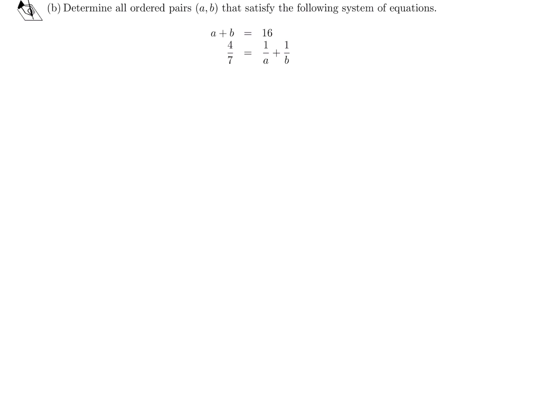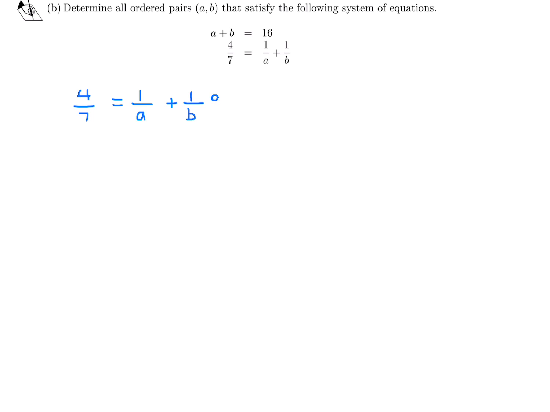Determine all ordered pairs (a, b) that satisfy the following system of equations. a plus b is 16. 4 over 7 is 1 over a plus 1 over b. All right, so I guess we just have to work with this one. The first one, there isn't much we can do. So 4 over 7 is equal to 1 over a plus 1 over b.